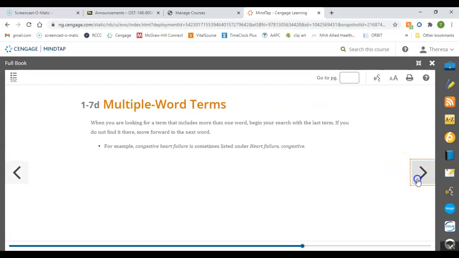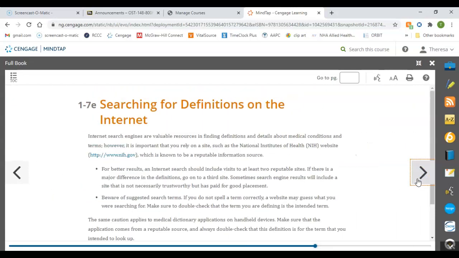Let's see here. Let's flip all through this. If you do look it up on the internet, be very careful because it may not have the exact same meaning that we're looking for in here. So use the meanings that are in your chapter.